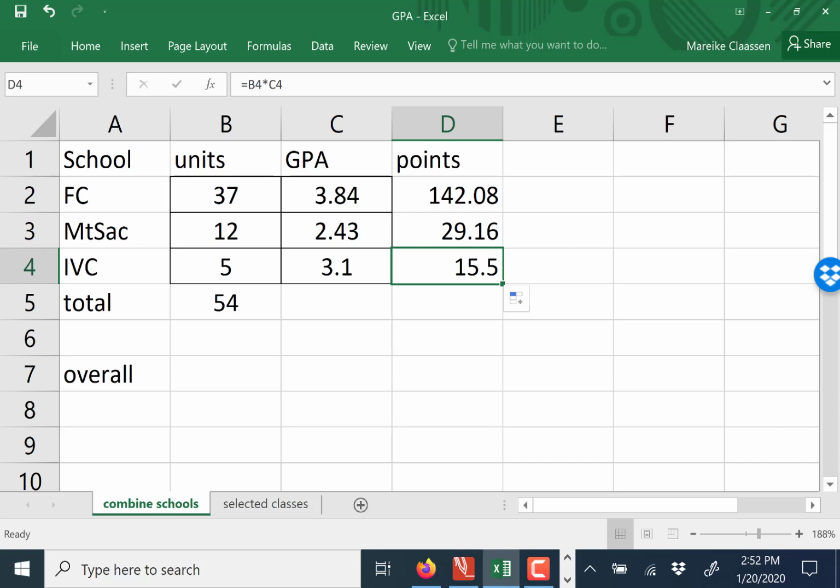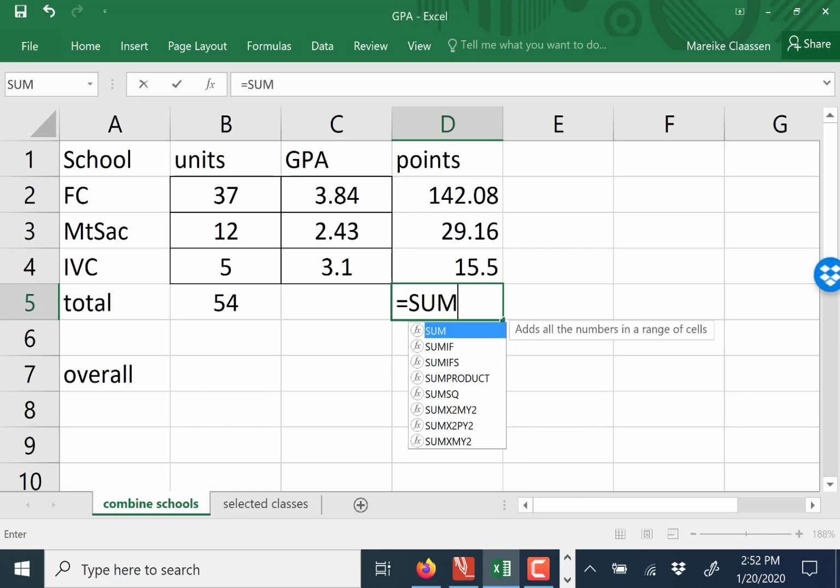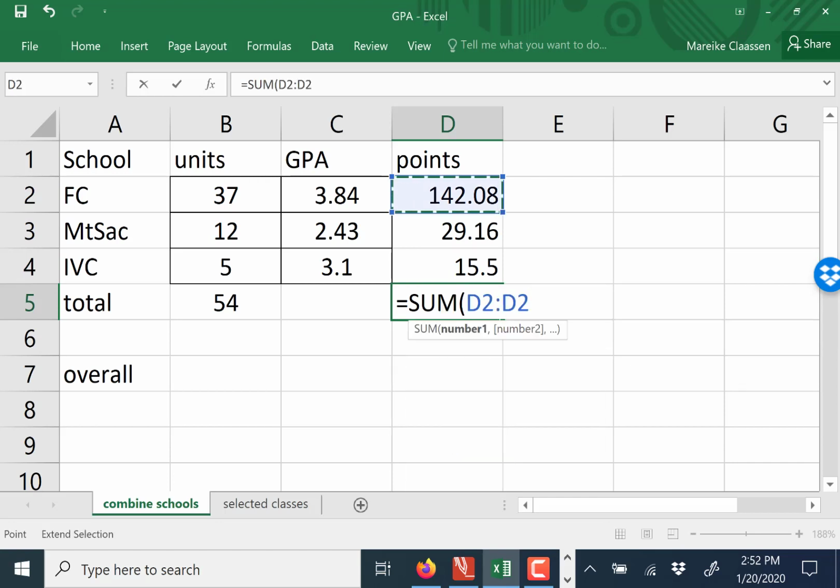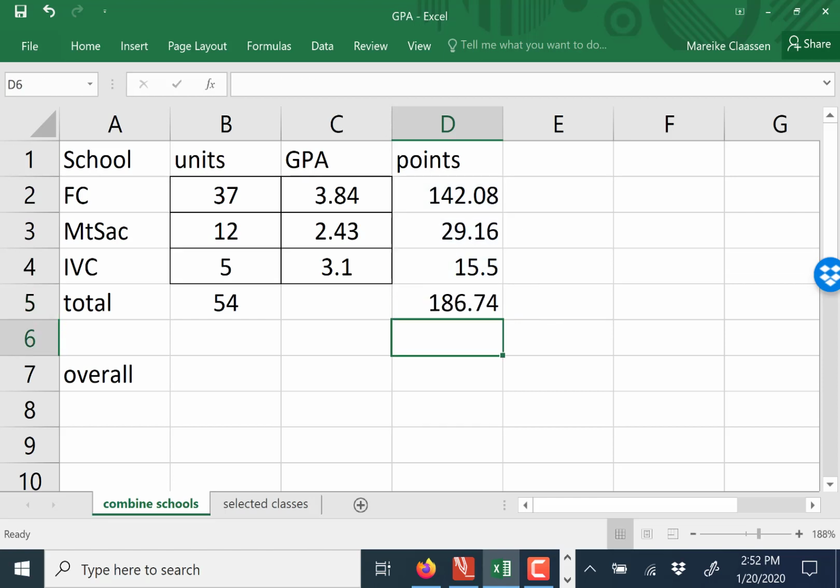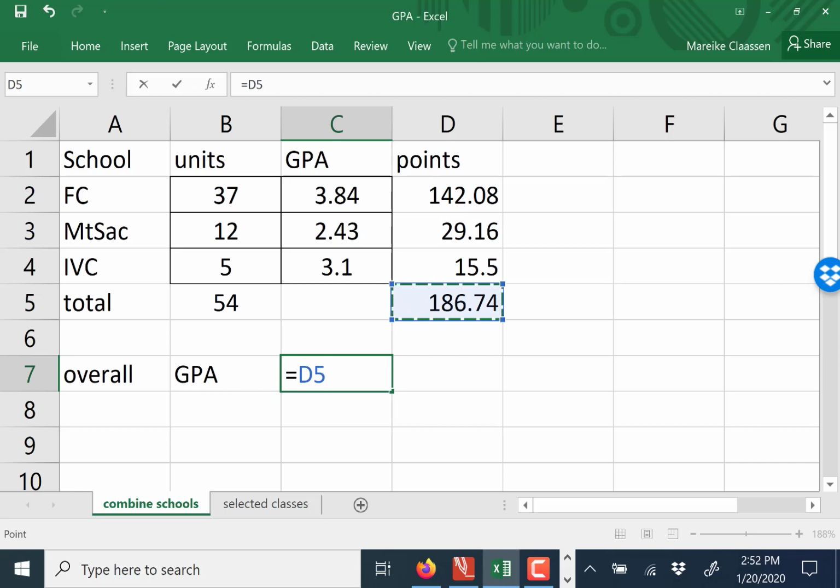And then all I want to do is add those up. So again, I'm going to say equals the sum of all the way from the first cell to the last cell, close the parentheses, adds them up. And then for the overall GPA, all I have to do is, I'm going to put equals, because I'm going to calculate something, the points divided by the units. So I'm going to put the points, dividing is a /, and then by the units.